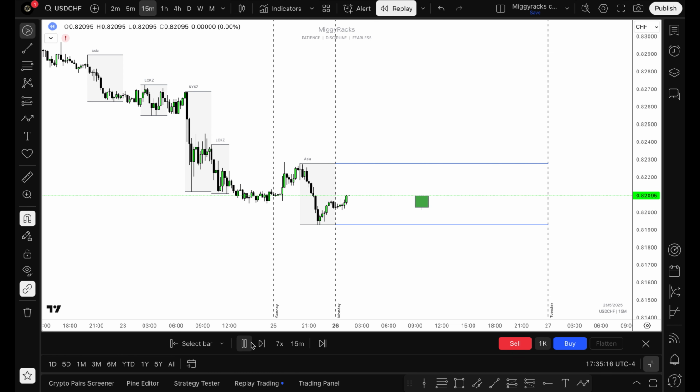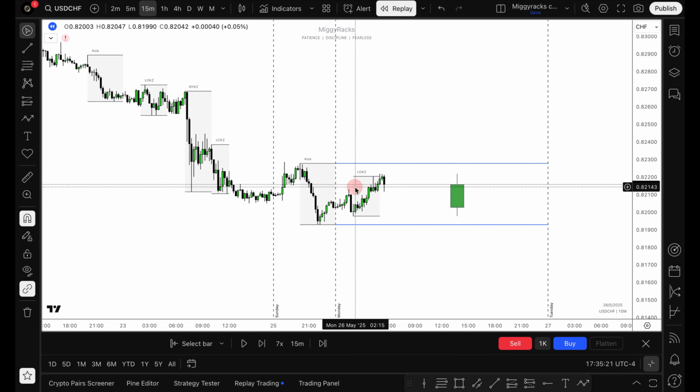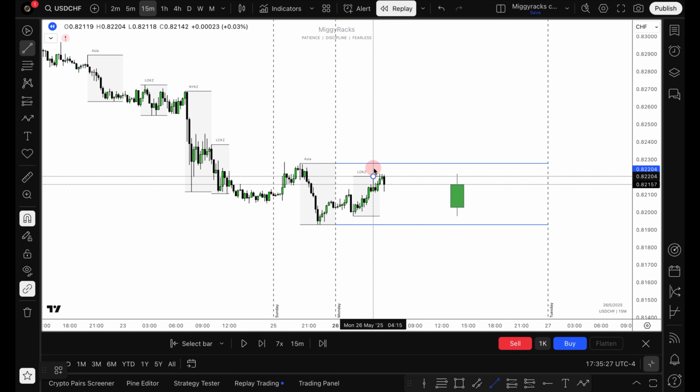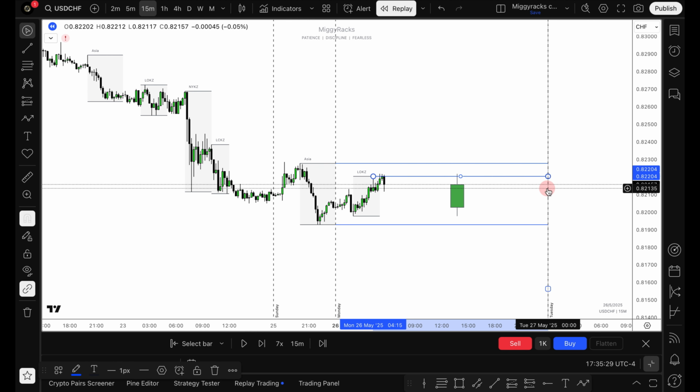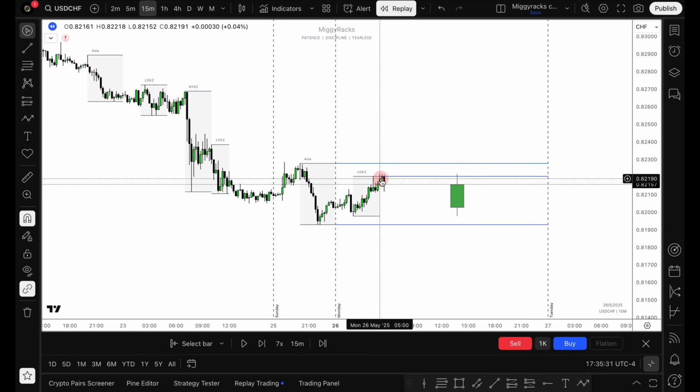So if we print price, now we have the London session's high, the London open session's high. We can draw that out in time as well, which price has already taken out. It's already taken out London session's buy side liquidity.